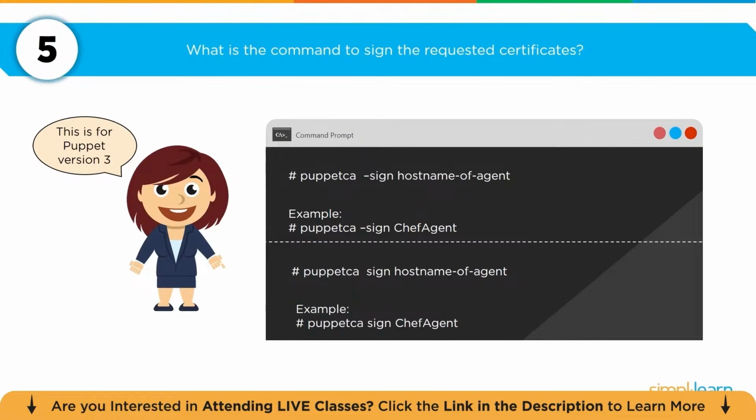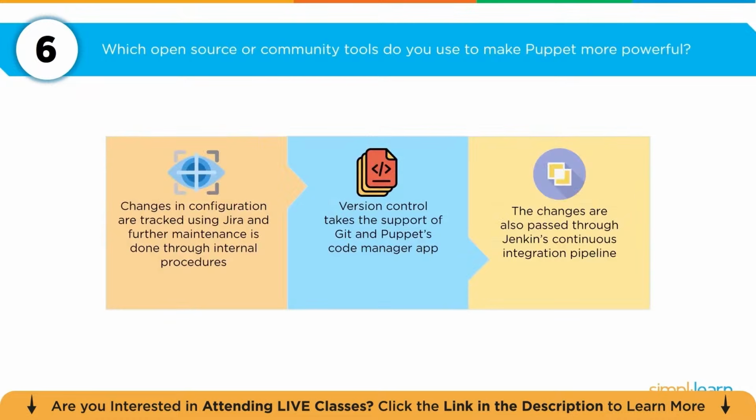And so you want to be able to talk knowledgeably about the different versions of the tools so that when you're talking to your interviewer, you're able to show the deep knowledge that you have. Which open source or community tools do you use to make Puppet more powerful? And essentially this question is going to be asking you to look beyond the core foundation of Puppet itself.